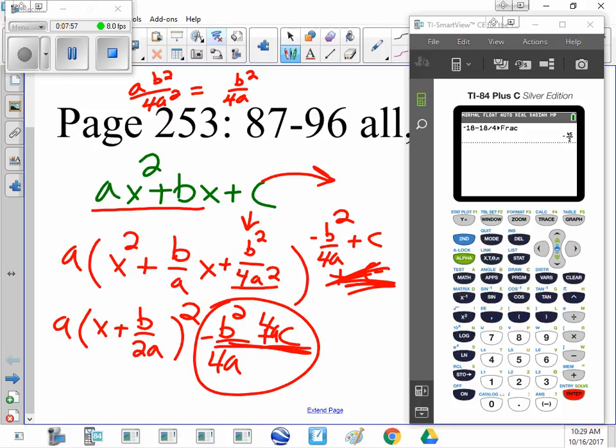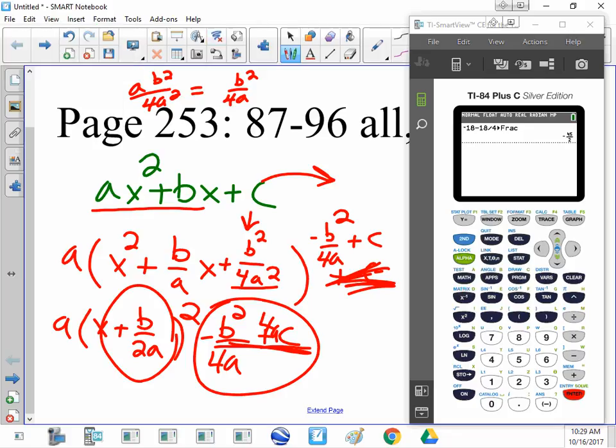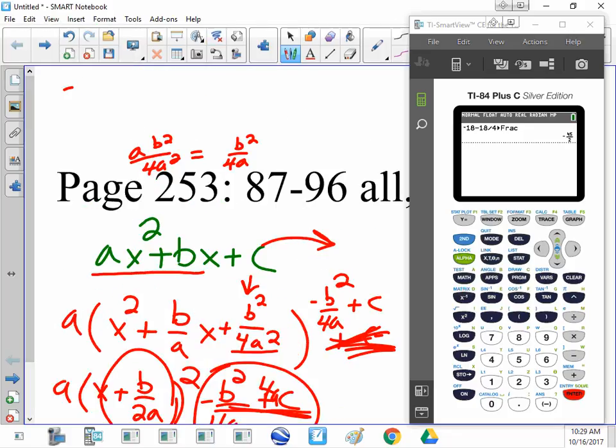Oh, and she cheated. f of negative b over 2a. So Cynthia said the opposite of this is the x-coordinate. So she's saying that negative b over 2a is the x-coordinate. What's the y-coordinate? Whatever you get when you plug that in. So she said this, which is kind of a cop-out, right? We know what it is. It's actually negative b squared plus 4ac over 4a.